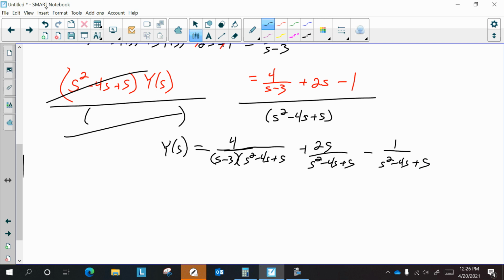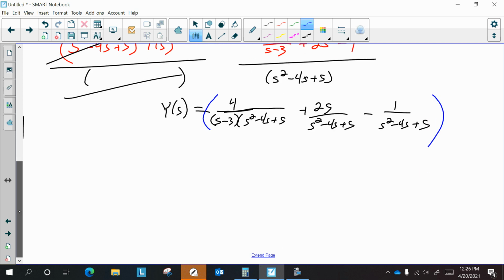We're eventually going to do partial fraction decomposition to break this apart. But before we do, let's combine all of this under a common denominator so that we don't end up with replicated terms or fractions, 2 or 3 different fractions with the same denominators. So our common denominator is going to be s minus 3 times s squared minus 4s plus 5.